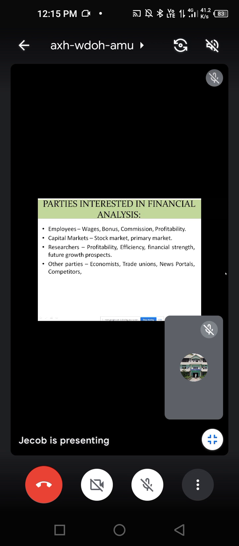Capital market is basically the share market or stock market, because definitely the shares are traded there. The value of the company is taken into consideration. So obviously the primary market and secondary market are affected because of these financial statements.